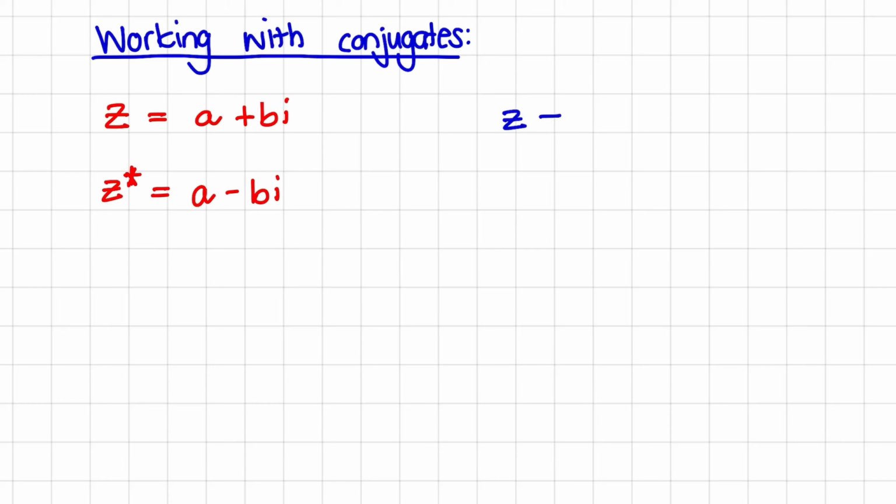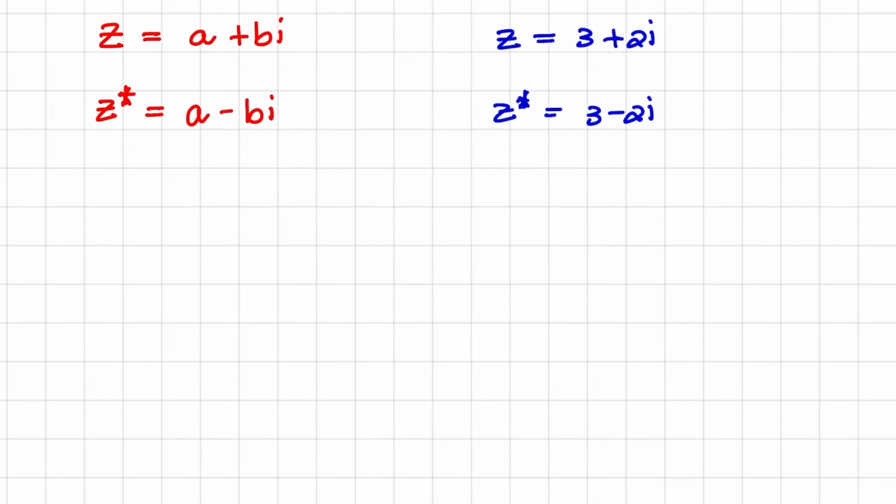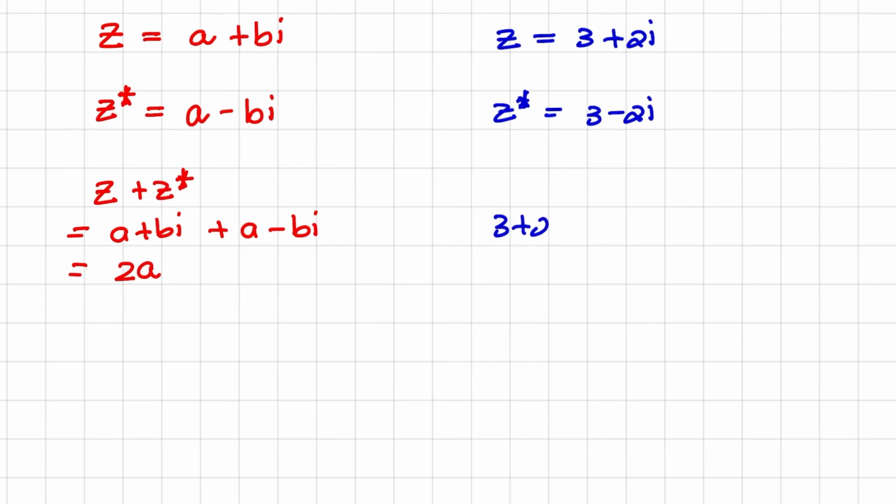Let's say that z is equal to 3 plus 2i as our complex number. Then the conjugate of that z would be 3 minus 2i. So let's see what happens if we add a complex number to its conjugate. That will be a plus bi plus a minus bi, which is simply equal to 2a. For a practical example, we have 3 plus 2i, and we add its conjugate, which is 3 minus 2i, and that is equal to 6.